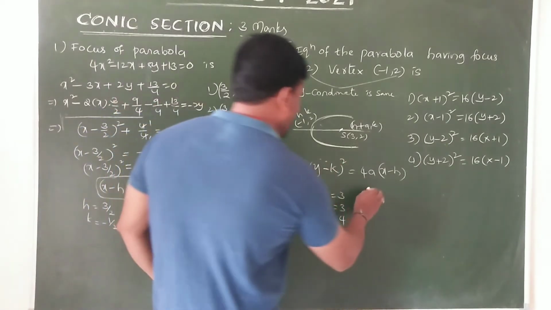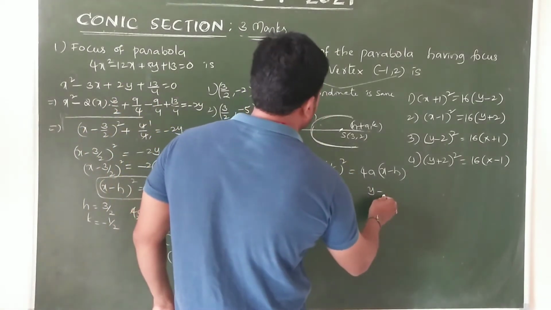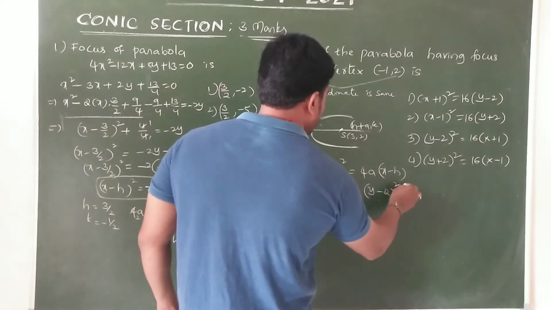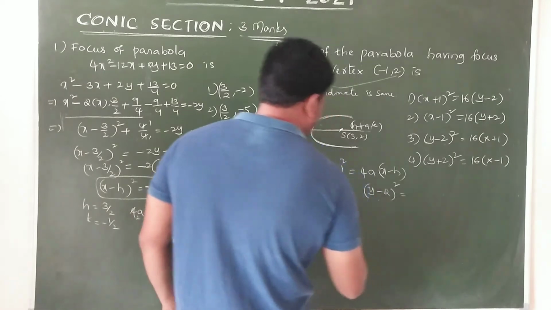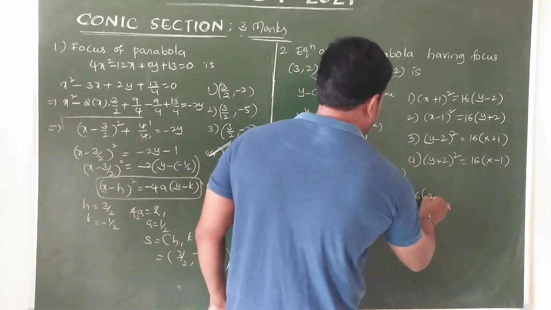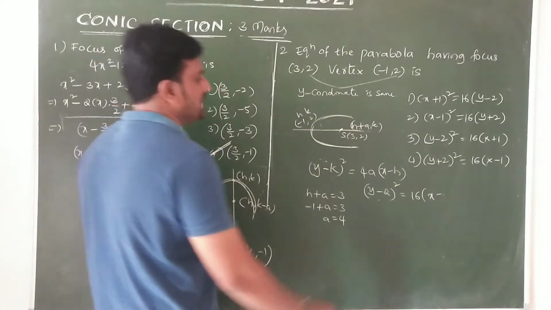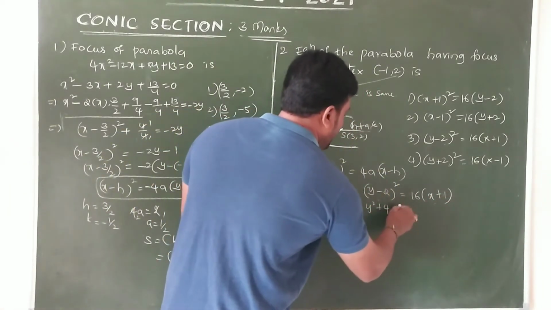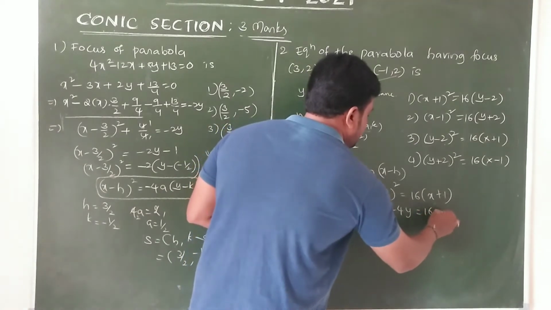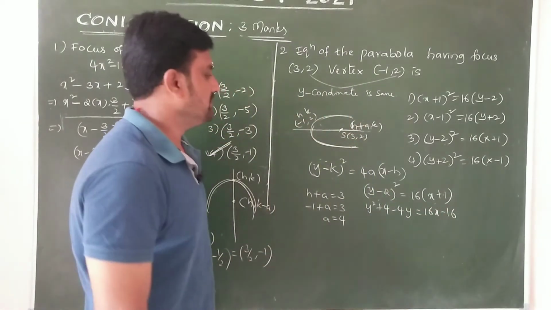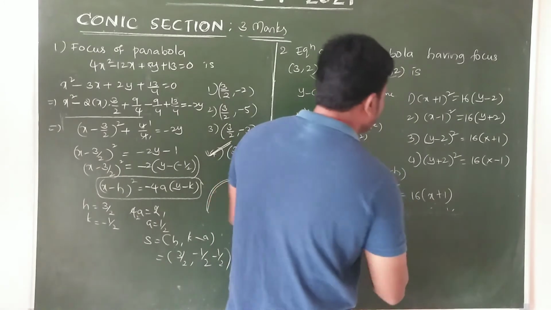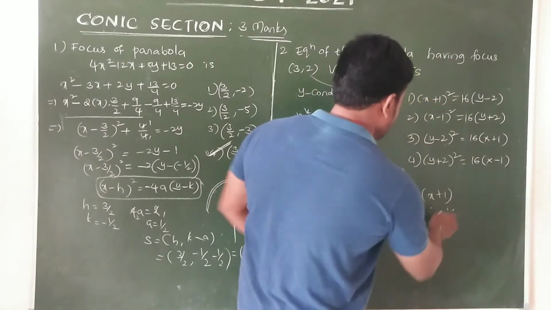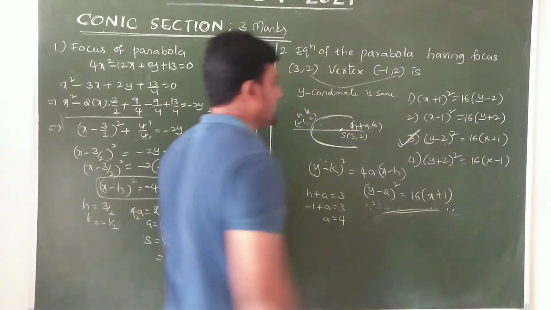Now substitute y minus k, k means what? 2, yes or no. y minus 2 whole square equals 4a, 4a is 16, into x minus h, h is minus of minus 1, okay. Then y square plus 4 minus 4y equals 16x plus 16. No need to find out here, already we have it: y minus 2 whole square equals 16 into x plus 1. Okay, third option is our right one.